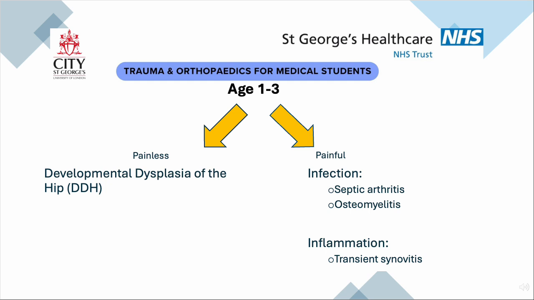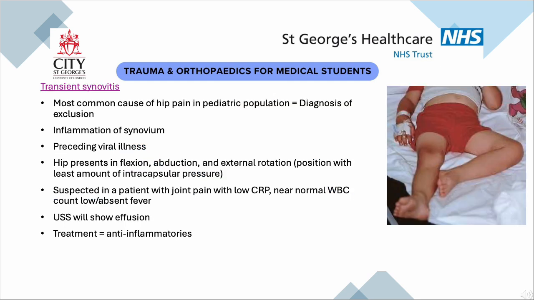So let's break this down. Let's take the younger child, say 1 to 3. Not likely to be under 1 because the child's limping, so they need to be able to walk to limp. So is it painless or is it painful? Let's take the painful one. Always high on my differentials is transient synovitis, because this is the most common cause of hip pain in the paediatric population. But it should always be a diagnosis of exclusion. It's caused by inflammation of the synovium, and it's usually preceded by a viral illness, a cough or a cold in the week or 2 previously.